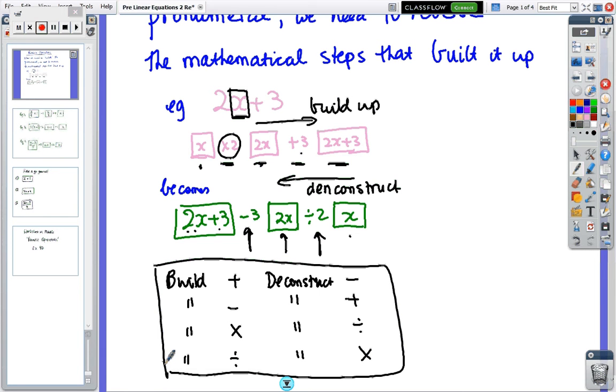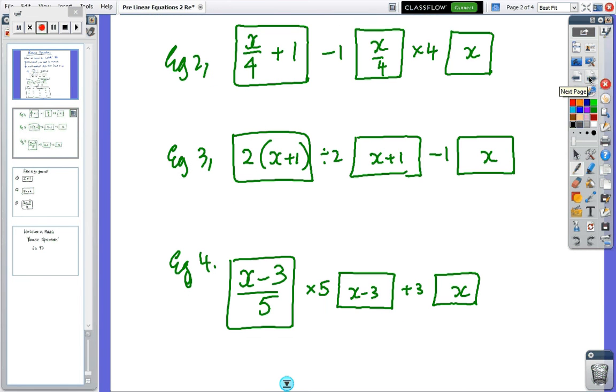Copy that down when you're ready to come across. So, I've got the expression x over 4 plus 1. Okay, so to get rid of plus 1, I subtract 1. And so that means that the plus 1 and minus 1 have disappeared, so I'm back to x divided by 4. And then if I constructed it with the division, then I have to do the opposite with a times, and I get x.